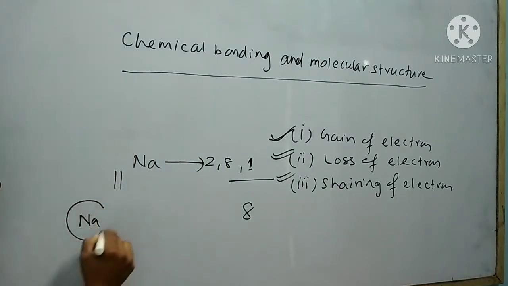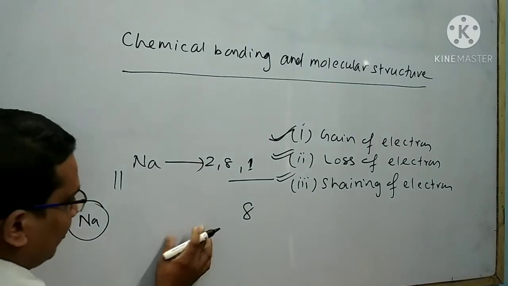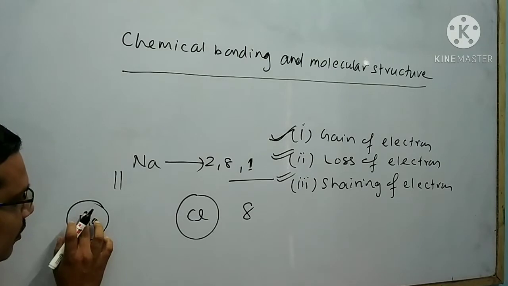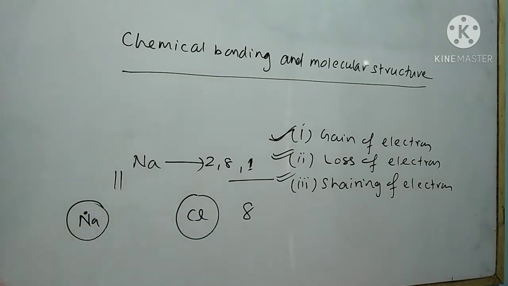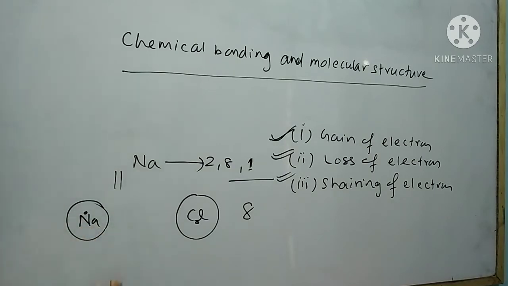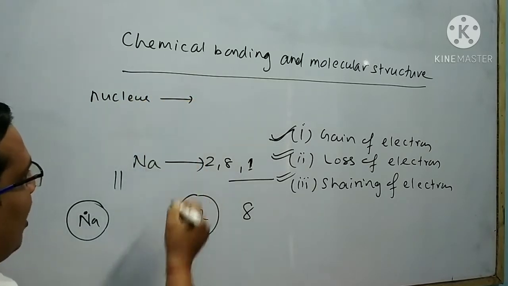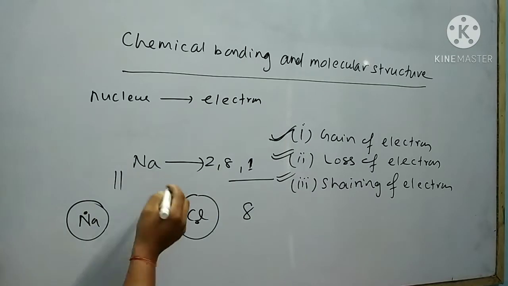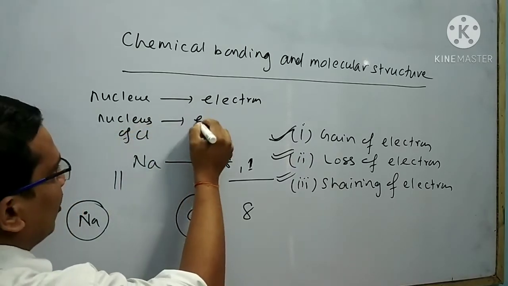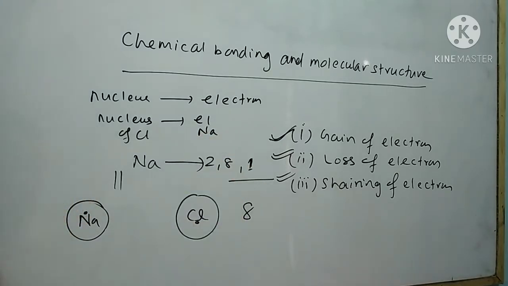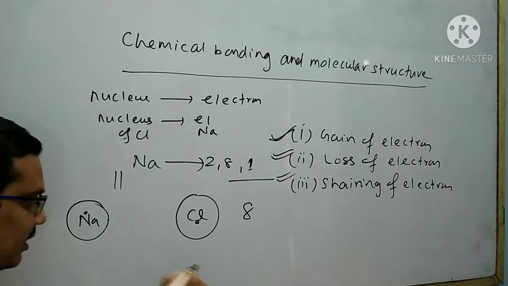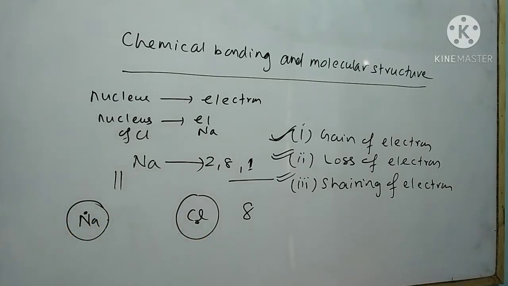Suppose sodium wants to be stable, then suppose it comes in contact with chlorine. Then what will happen? The nucleus of sodium attracts the electron of chlorine. At the same time, the nucleus of chlorine attracts the electron of sodium. On the same time, the electron of sodium will repel the electron of chlorine, and the electron of chlorine repels the electron of sodium.